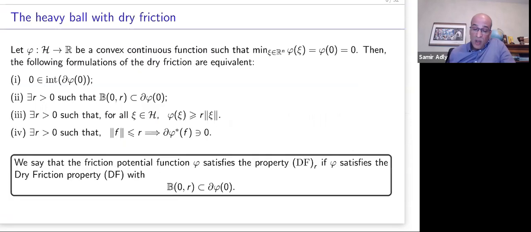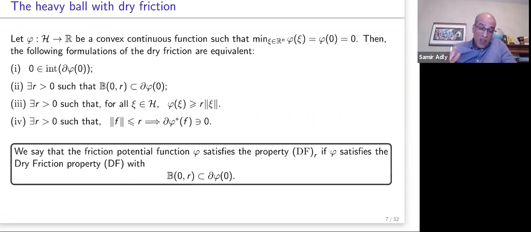Okay, so the context is the following. In my talk, phi is a convex continuous function. The minimum is sharp. With a sharp minimum, typically in your mind, you can think that this function phi is r times the norm of this space. Okay. And we will suppose that 0 is in the interior of the subdifferential of phi at 0. What does that mean?